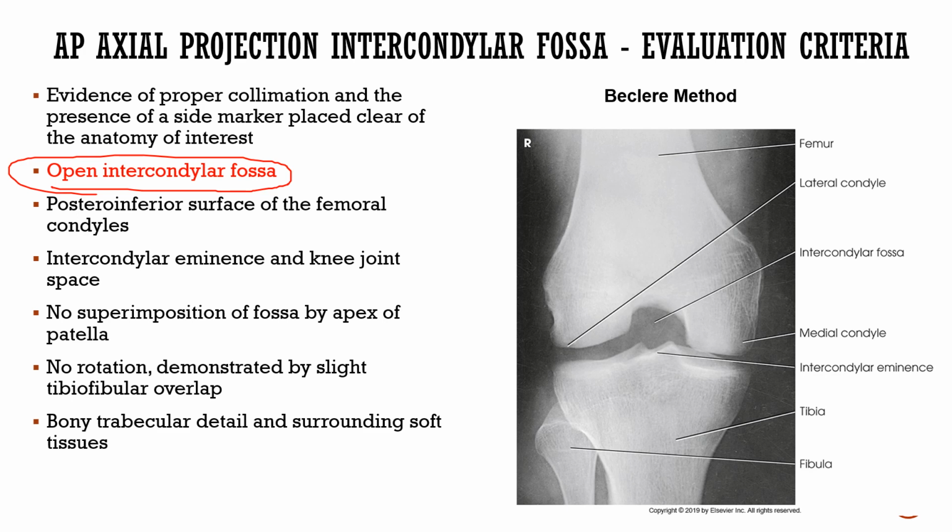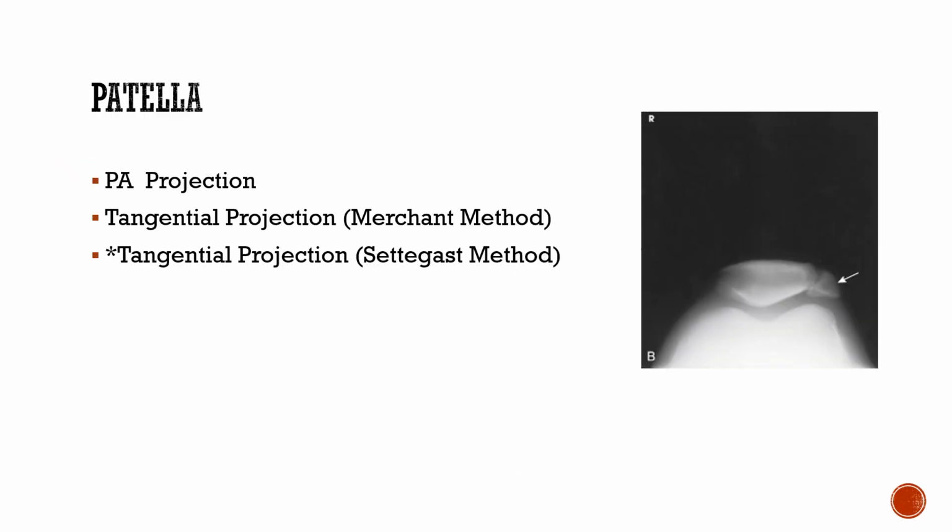So this is called the Beclaire method. In this particular method, just as we saw with the other two, we're going to ensure that the beam is perpendicular to the lower leg. Now there are three projections of the patella that we'll take a look at. There's the PA projection, the tangential projection, which is the Merchant method, and then the tangential projection, Settegast method.